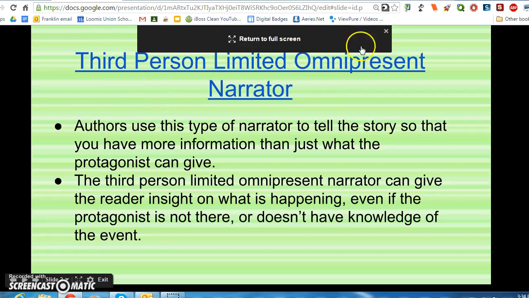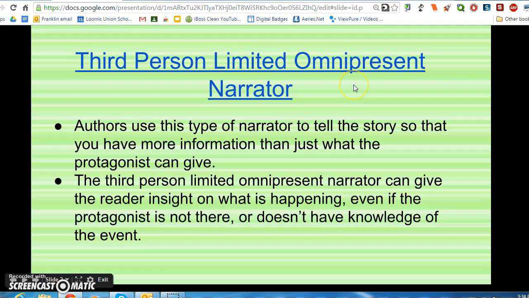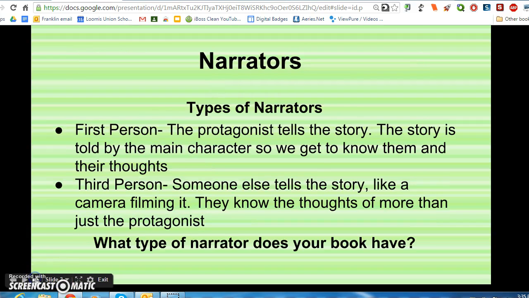A lot of times that's what's going to give it away as a third-person narrator: use of words like he or she, him, right? Pronouns, all right? Whereas first-person narratives are told from the point of view of the protagonist, and so it's going to use words like I or we, okay?